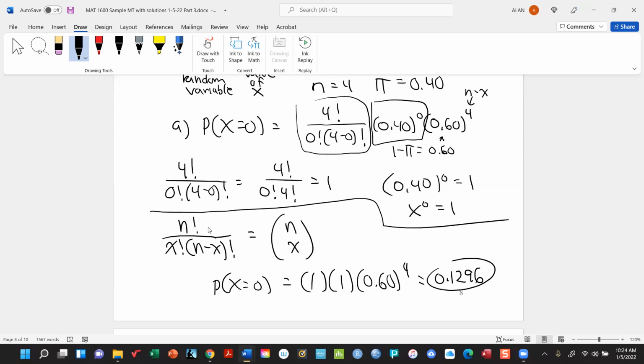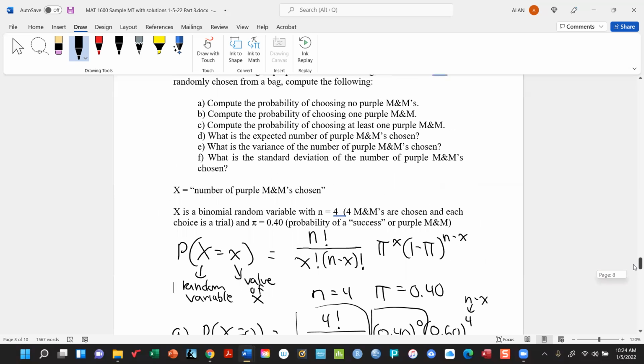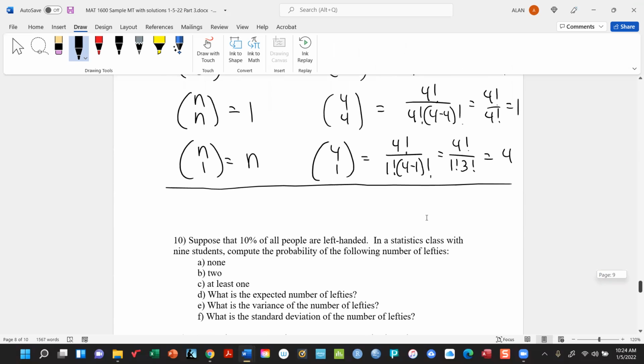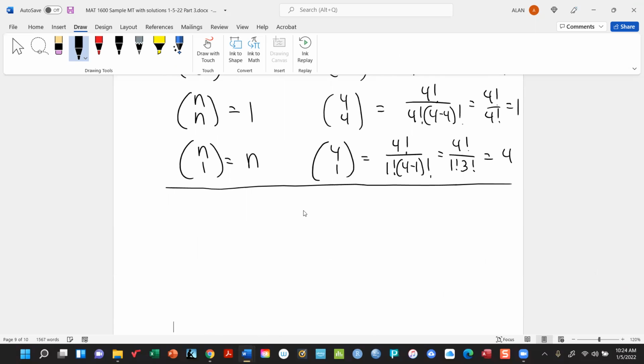Now, how about B? In part B, we're being asked for the probability of 1 purple. All right, so let's do that. So let's remind ourselves that n is 4, pi is 0.4. And a quick reminder what the formula looks like.